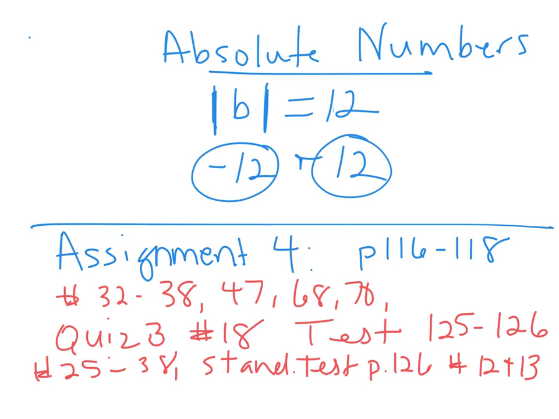Okay, and your assignment 4, which is page 116 to 118, you need to do numbers 32 through 38, 47, 68, and 70. Quiz 3, number 18. Test is on pages 125 to 126. You're going to do numbers 25 to 38, and the standardized test on page 126, numbers 12 and 13. I just want to caution you on all of these assignments that these are basically a redo of ones that you have missed, but you need to get them all right, okay? Don't rush through these.